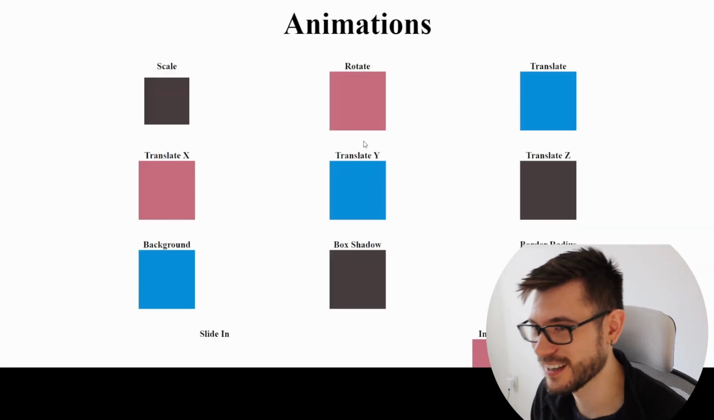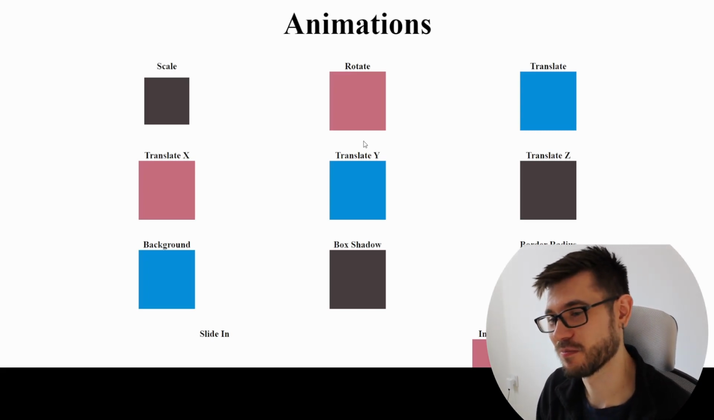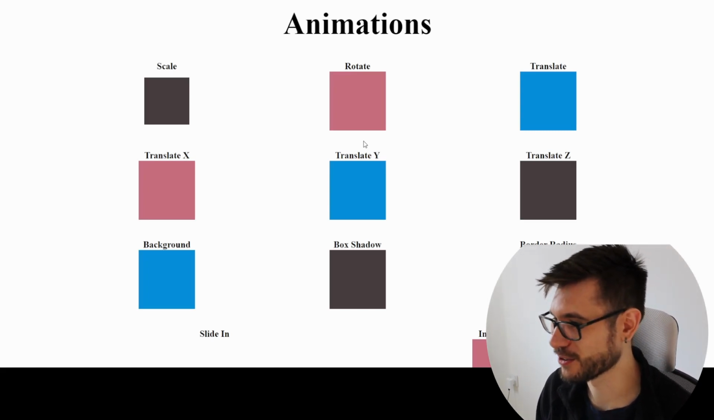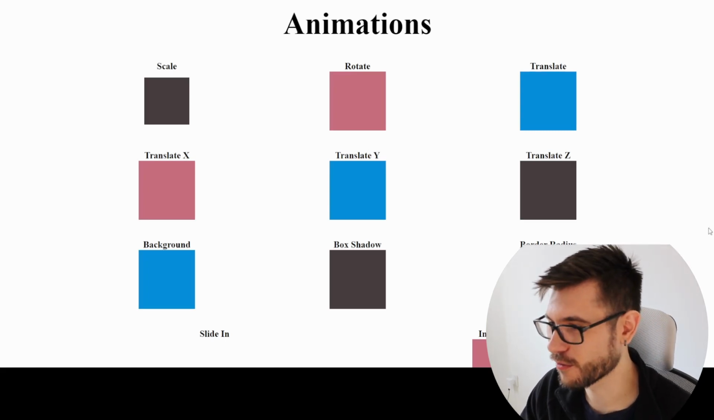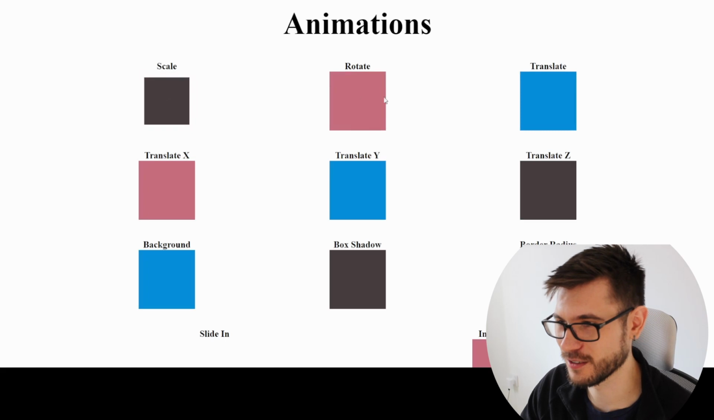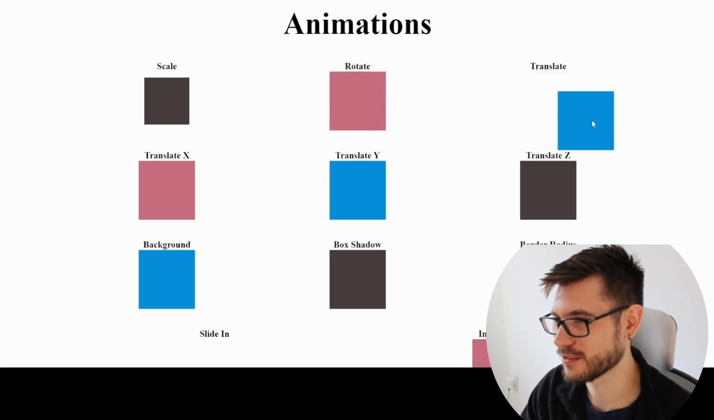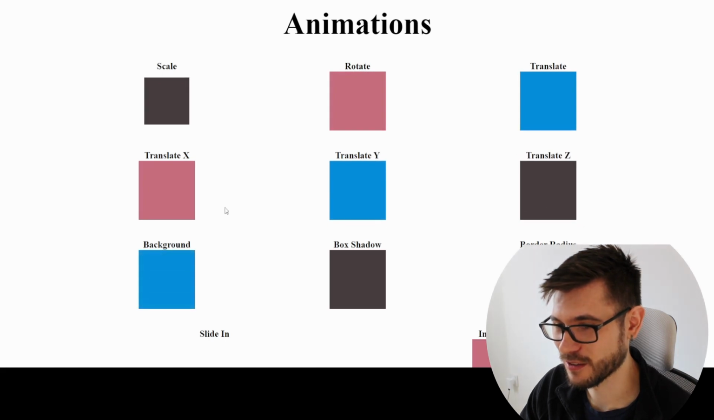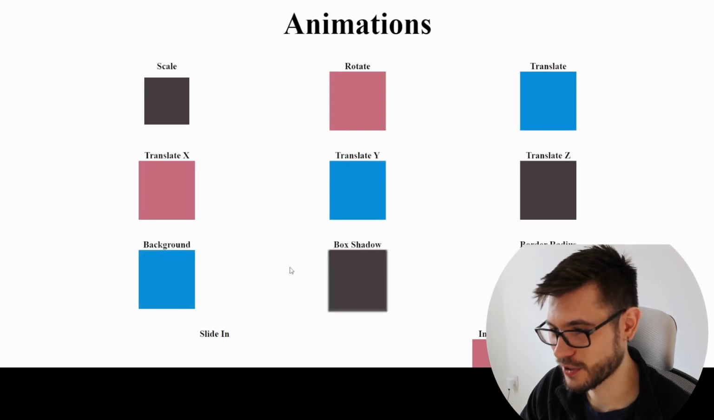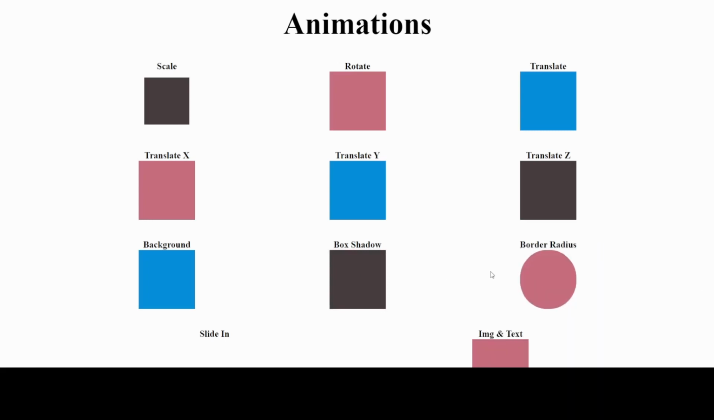Similarly, I've got the animation page where I've just put in a bunch of animations which I thought were pretty nice. A lot of these top ones are just hover effects, so you've got your scale, your rotations, some kind of translations, backgrounds sliding in, which is quite nice, a box shadow, a border radius. I really like that border radius, I don't know why, I just thought it looked really nice.